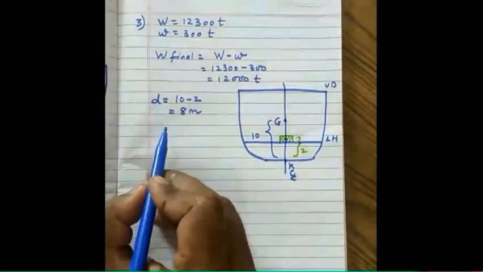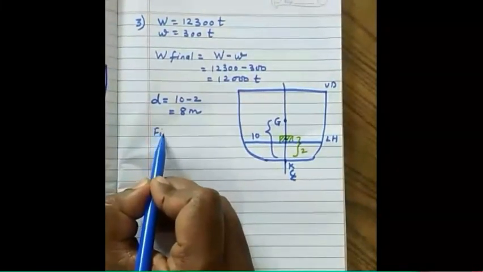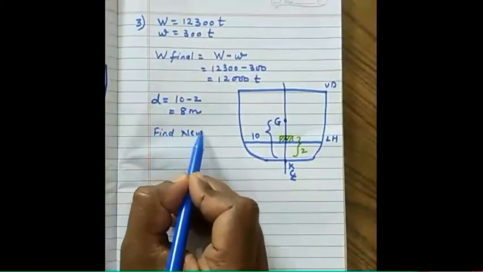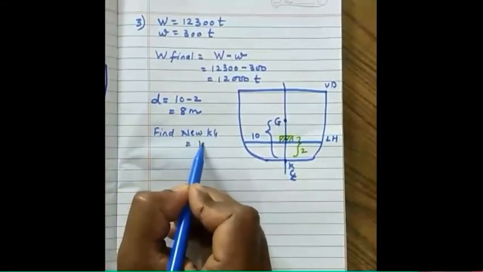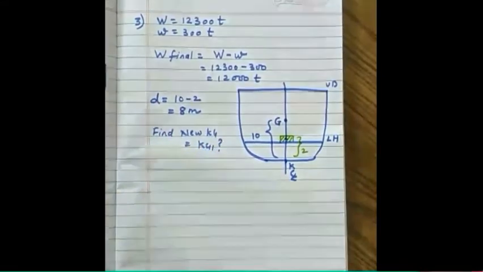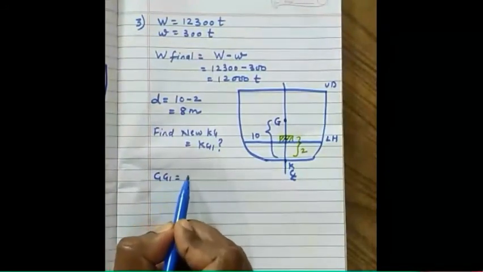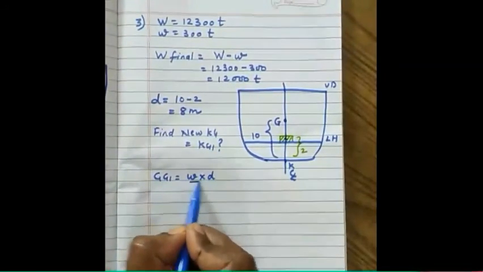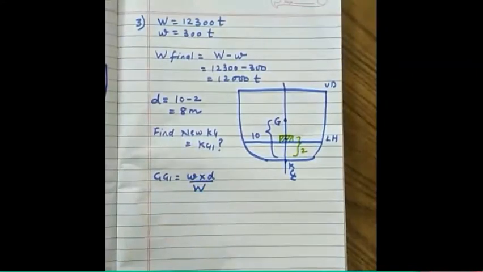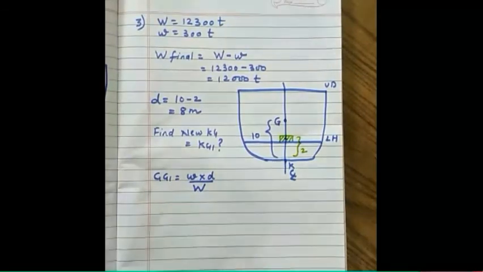The second thing, what is my question? Find new KG. Means KG1 I have to find. So I'll write the formula first. GG1 is equal to w into d upon capital W. Again I'm telling you, GG1 is the shift in center of gravity. This is not my final answer.